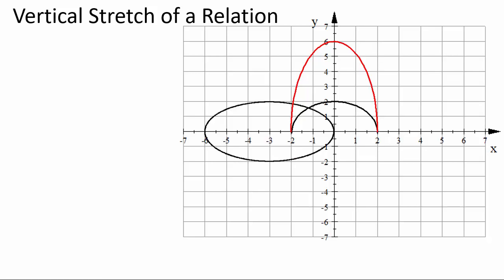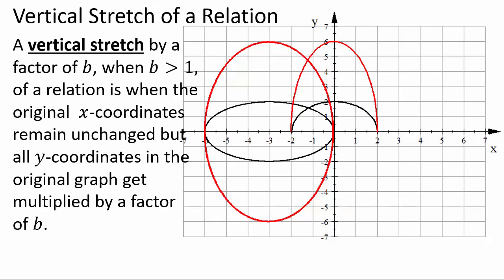So here we have another relation, and if I multiply everything by 3, the y coordinates, I will get a vertical stretch. Now, this number 3 was bigger than 1. So a vertical stretch by a factor of b, where b is bigger than 1, all the original x coordinates remain unchanged. The only thing that changes is the y coordinates in the original graph. They get multiplied by a factor of whatever the number is that you're multiplying by. And again, all the x-intercepts stayed. The only thing that changed is all the y-coordinates got multiplied by 3. You can see why it stretches it.